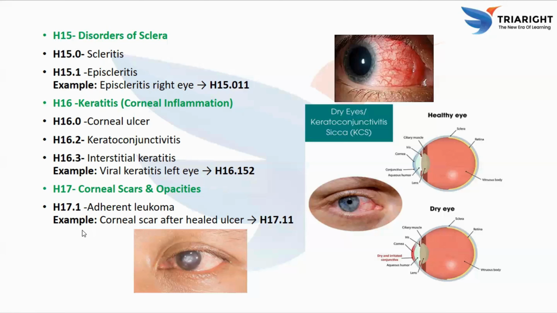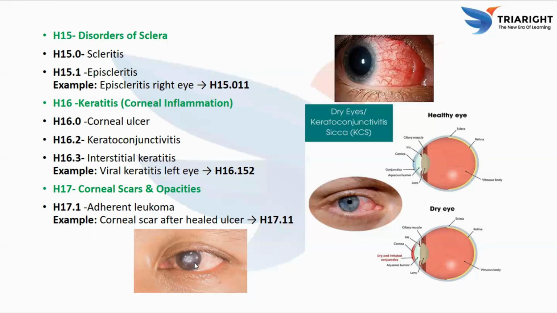H17 is for corneal scars and opacities. So H17.1 is assigned for the adherent leukoma. Adherent leukoma is a dense white scar on the cornea. It usually forms after a severe ulcer or trauma. This can stick to the iris, which is adherent. You can clearly see this picture.